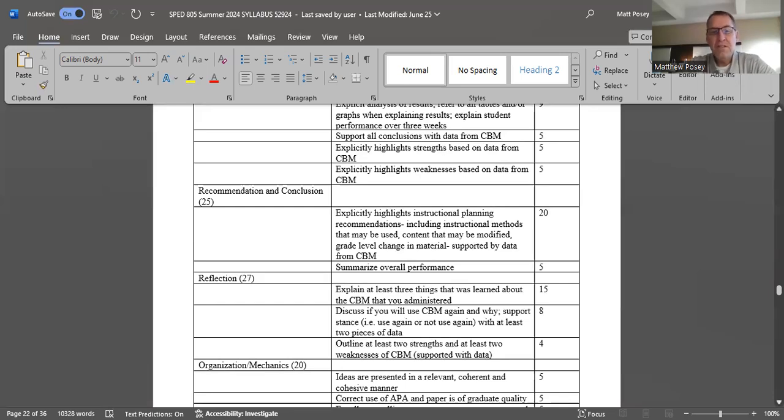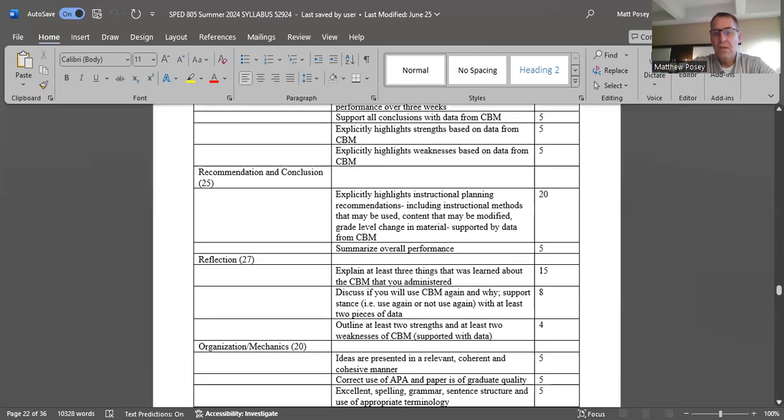To wrap up this section, you're going to outline at least 2 strengths, what you personally feel are 2 strengths and 2 weaknesses, after using the CBM assessments. Again, no right or wrong answer for this section. It's asking you to give us some feedback on your experiences and personal feelings from using CBM.